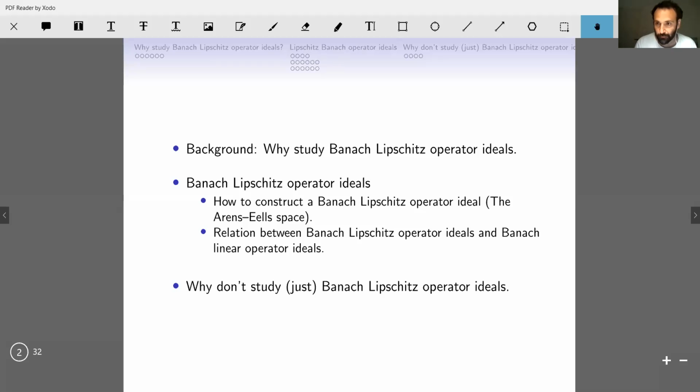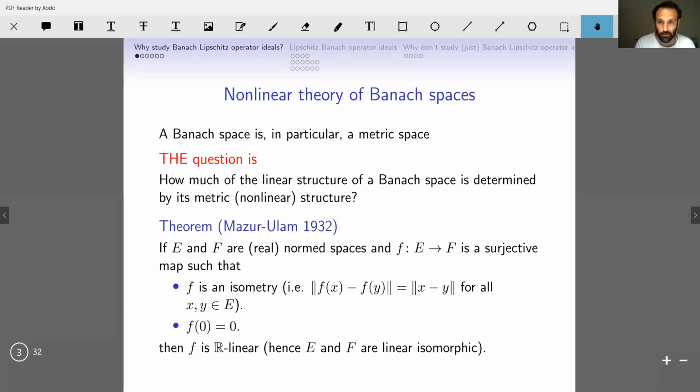So I will start with the same slide that Alejandro Chavez used 3-4 months ago, talking about the nonlinear theory of Banach spaces. The fundamental question of this theory of nonlinear Banach spaces is how much of the linear structure of a Banach space is determined by its metric structure.